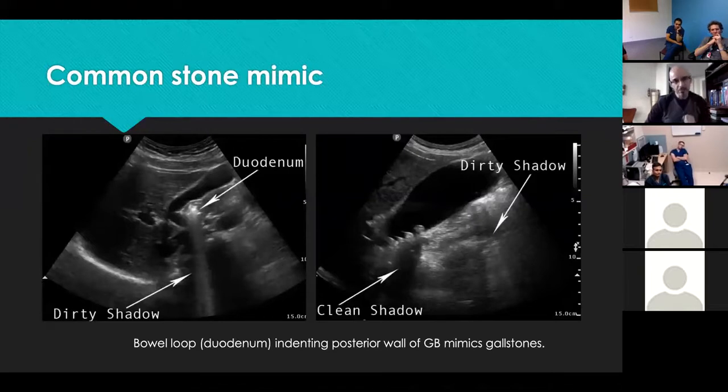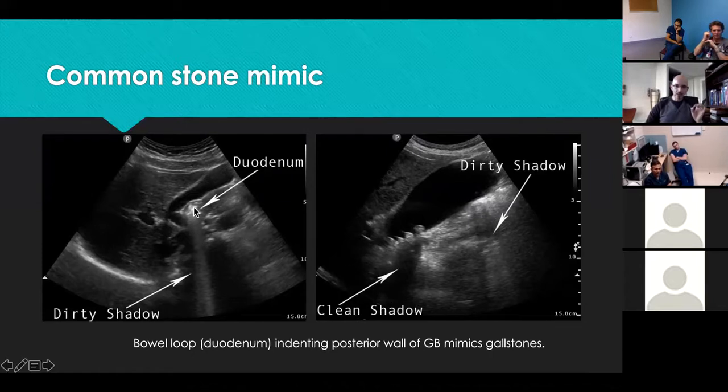Now, there are some mimics of the stone. Again, a very common question, as in what would be the differential diagnosis and pitfalls for the stone. One is the duodenal gas, where you would see an echogenicity with some shadow after it. And that brings us to the phenomenon of dirty shadow versus clean shadow.